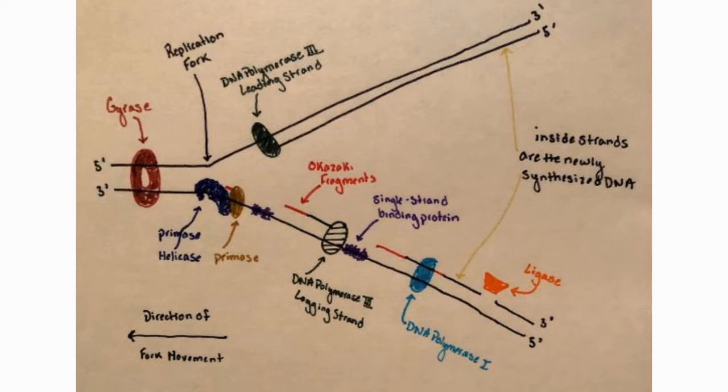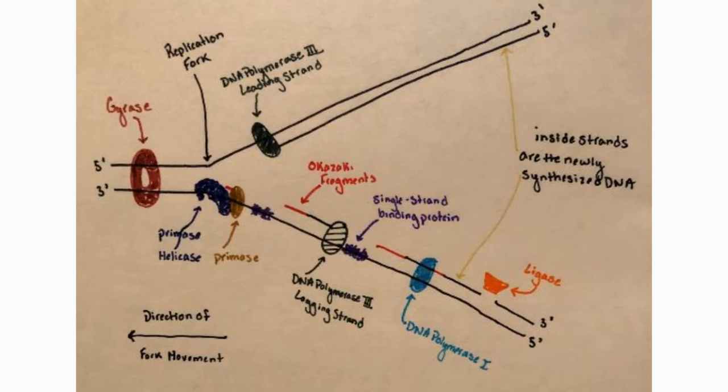Now, DNA is unwound in the replication process into two strands. The strand that is continuously synthesized towards the replication fork and is complementary to the 3' to 5' parental DNA strand is known as the leading strand. That is this top one up here. The lagging strand is the other strand that is complementary to the 5' to 3' parental DNA strand.